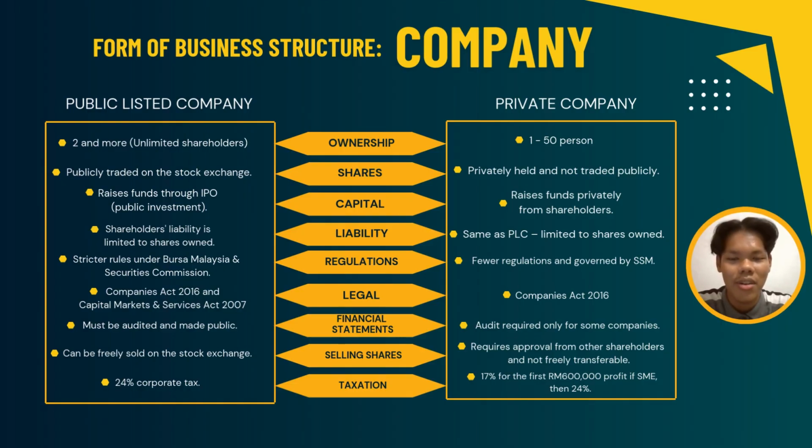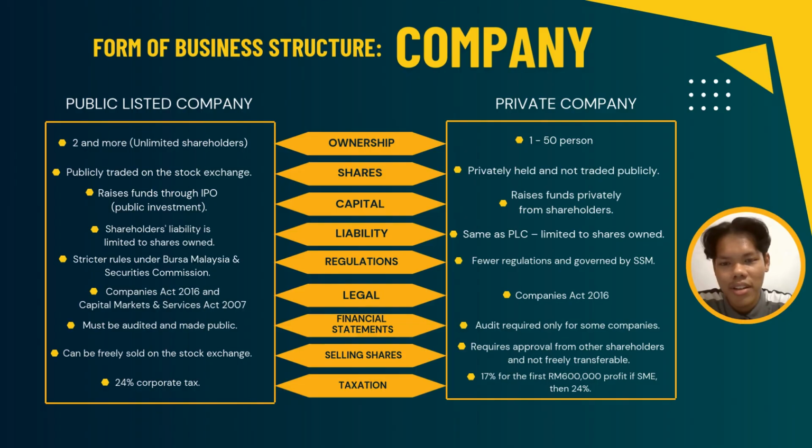Alright, first let's talk about ownership. A public listed company has no limits on the number of shareholders. That means they are unlimited. Anyone can buy shares and become a part owner of the company. These shares are listed and traded on Bursa Malaysia. On the other hand, a private company can have a maximum of 50 shareholders. It is privately owned, meaning shares are not available to the general public.